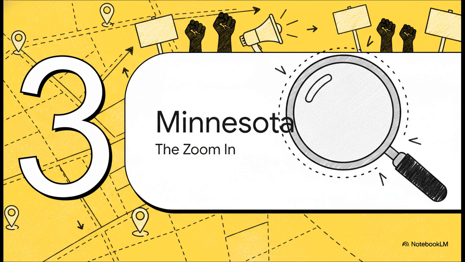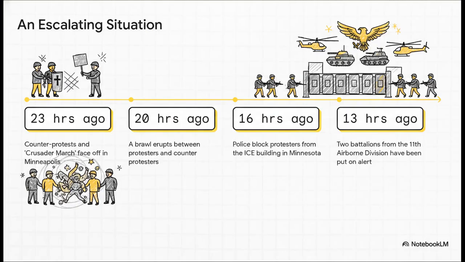Here, we're zooming way in. What's amazing is that the feed lets you watch this whole thing unfold step by step. It starts with reports of two groups facing off. Then, a few hours later, a brawl breaks out. Then, police are forming a blockade. And finally, you get this startling report that active-duty military units have been put on alert. You can literally scroll back in time on the map and watch the tension ramp up hour by hour.